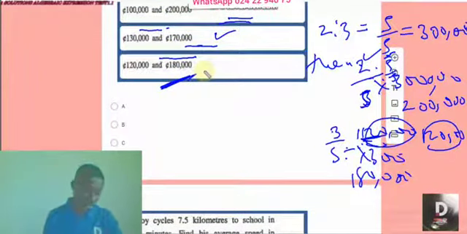Isn't it so simple? So simple. You can also choose to subtract the first man's share, since there are just 2. Subtract what the first man got, which is what? 120,000 from the total, which is 300,000. You get the same answer.